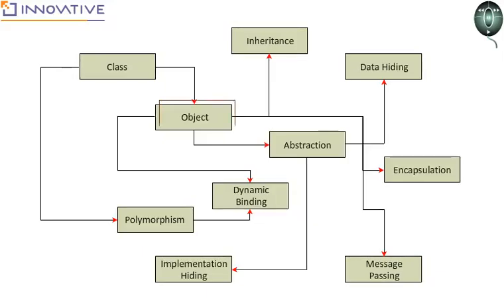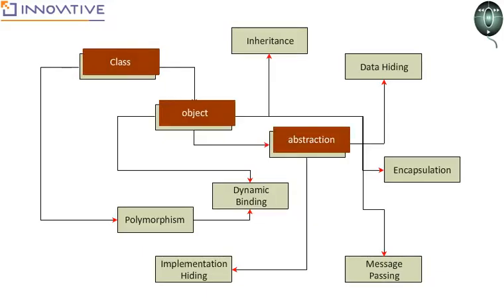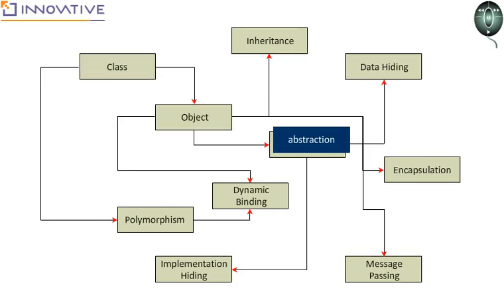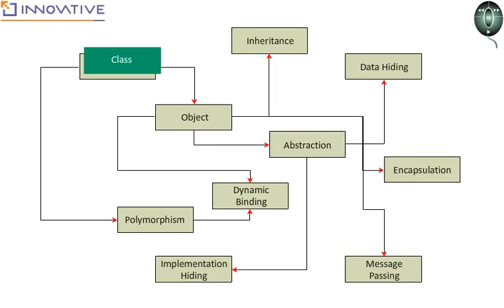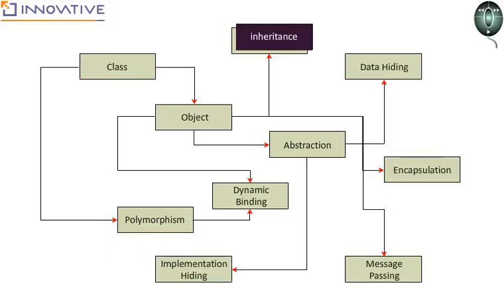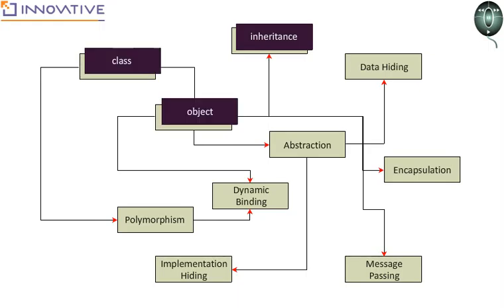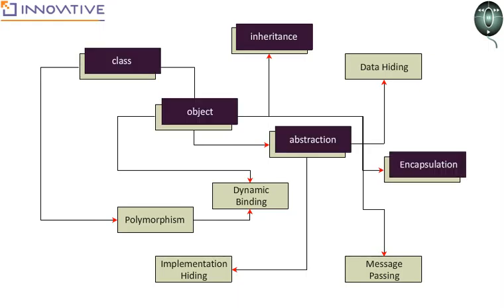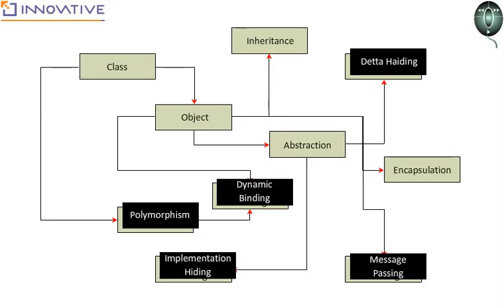So while explaining object, I may talk about class and abstraction and vice versa. While talking about abstraction, I may refer to inheritance. While explaining class, I may refer to encapsulation, data hiding, and implementation hiding. Whereas while explaining inheritance, I would talk simultaneously about object, class, abstraction, encapsulation, and so on.